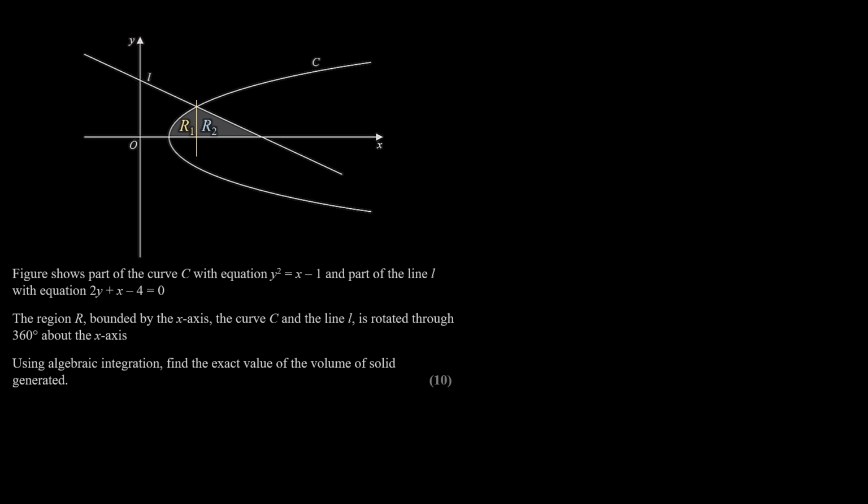R1 starts from the intersection of curve C and the x-axis. Let us call this point A. Let point B be the intersection of the curve and the line, and point D be the point where the line crosses the x-axis. The equation of the curve is y squared equals x minus 1. On the x-axis, y equals 0, and we get x equals 1. Thus, the coordinates of A are (1, 0).